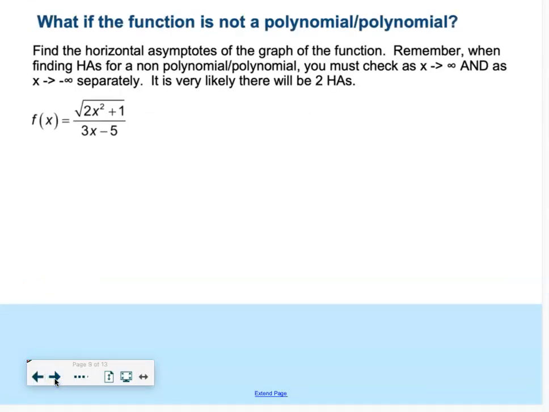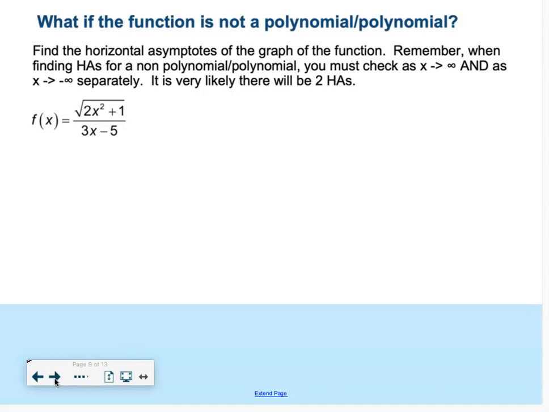Okay, moving on. What if the function is not a polynomial over a polynomial? We have a lot to learn in this slide. Here we go. So we have this beautiful rational function, but it's not a polynomial over a polynomial. It's a radical over a polynomial, right? WebAssign calls it a root over a polynomial.